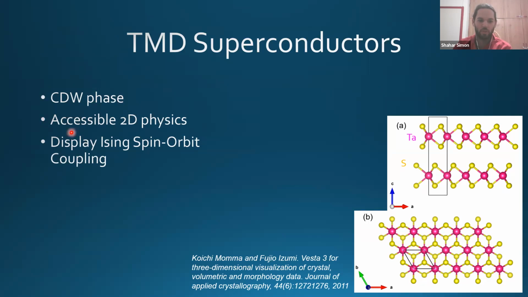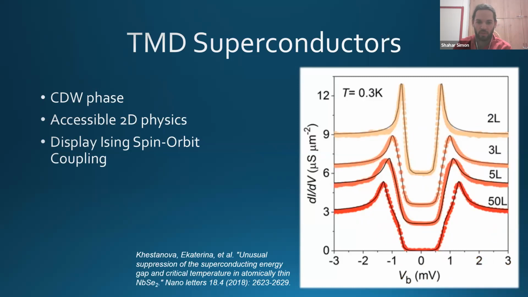They have very accessible 2D physics, and that's important because our lab is a specialist in exfoliating into very thin layers. So just as a short example, you can see here a plot that Fernando, I think, showed before. This is the tunneling experiment that was conducted into NbSe₂, another TMD superconductor, and you can see the evolution of the density of states from bulk 50 layers all the way down to 2 layers. And this is pretty easy to produce because they exfoliate very easily as van der Waals materials.